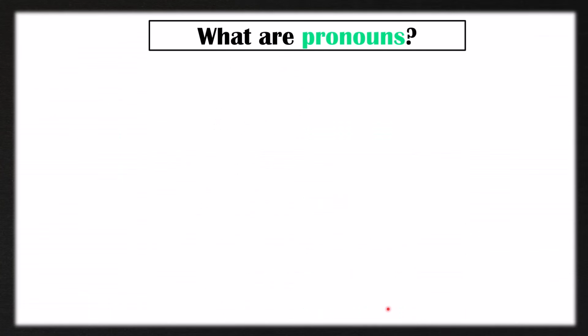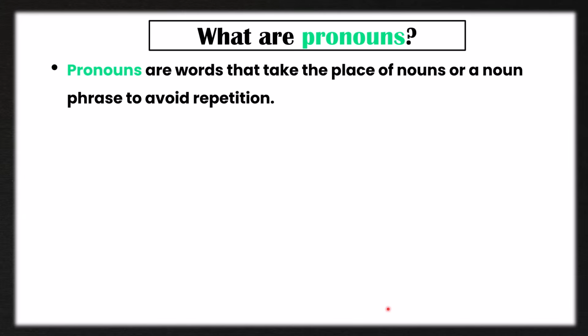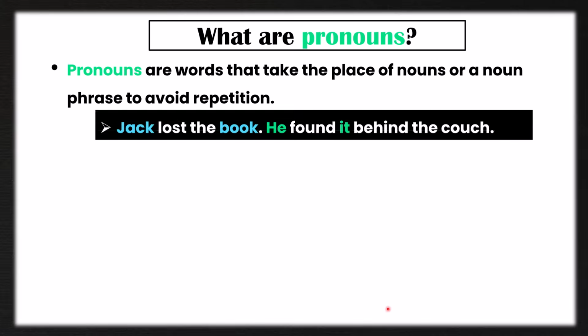So now let's talk about pronouns. And pronouns are words that take the place of nouns or a noun phrase to avoid repetition. For example, Jack lost the book. He found it behind the couch. We use pronouns to avoid being repetitive. Instead of saying, Jack lost the book, Jack found the book behind the couch. He is a pronoun that replaces Jack, and it is a pronoun that replaces book.